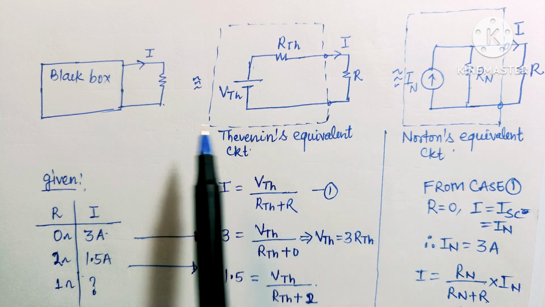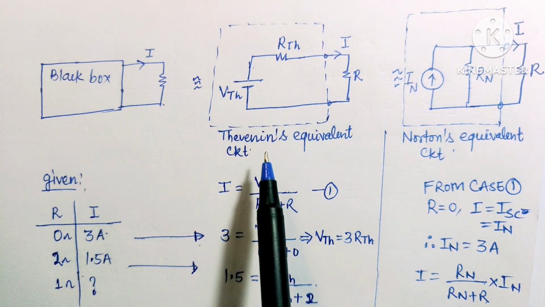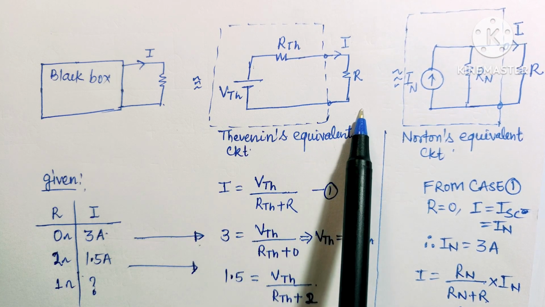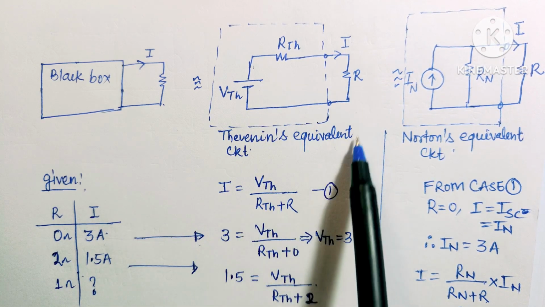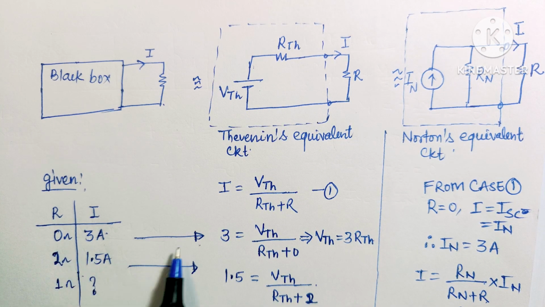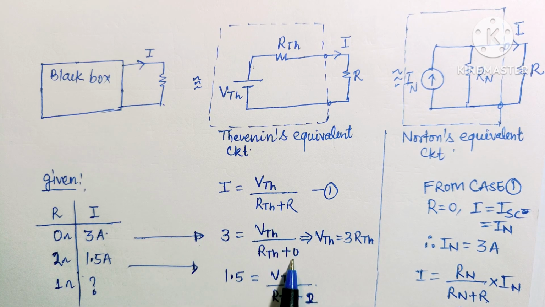If we see this circuit, as we have replaced this black box with RTH and VTH, that is, by using Thevenin's equivalent circuit, the circuit will be like this. So here the current value I can be written as VTH upon RTH plus R. By using the first condition, we can write I equal to 3 ampere and VTH upon RTH plus R, with R equal to 0. So VTH can be calculated as 3 RTH.